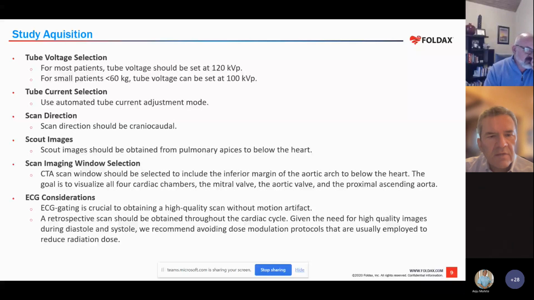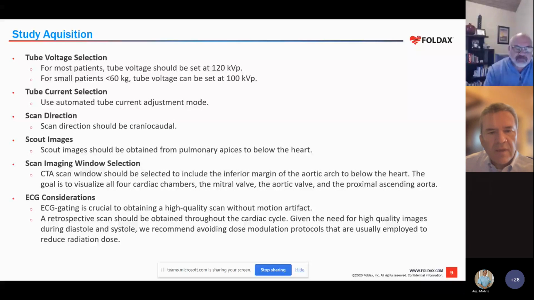And then the final CTA scan, I'm sorry, from that last one, your scout images should be from the pulmonary apices, not from the pulmonary artery. So kind of a bigger scout image field. But then when you select the actual window, you can go from the inferior margin of the aortic root to below the heart. And the goal is that we want to visualize all four cardiac chambers, the mitral valve, the aortic valve, and the proximal ascending aorta, but we don't need to visualize the vessels higher up or lower down in the body. So you can limit radiation dose by selecting a scan window that's adequate for what we're trying to do.